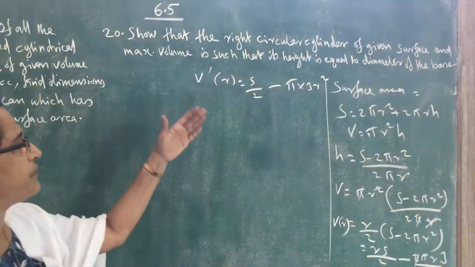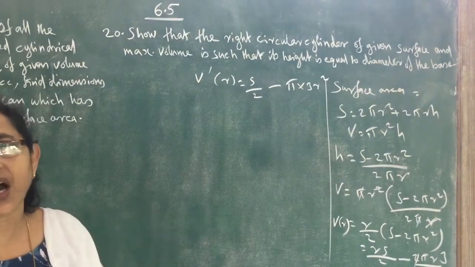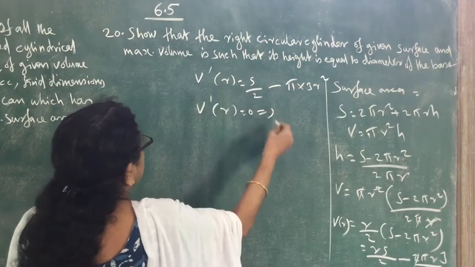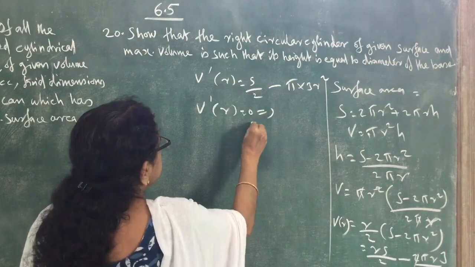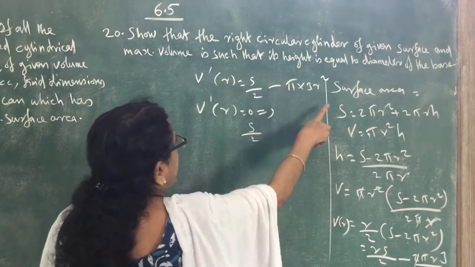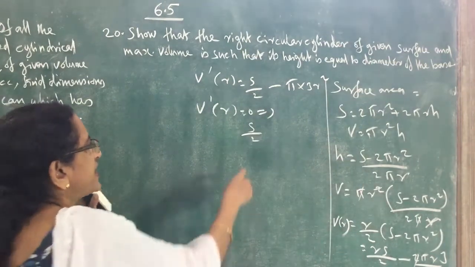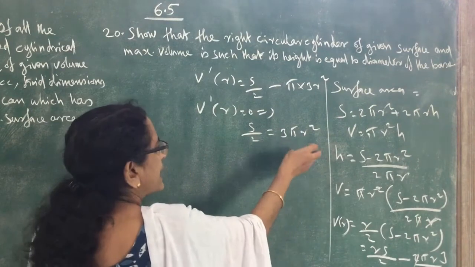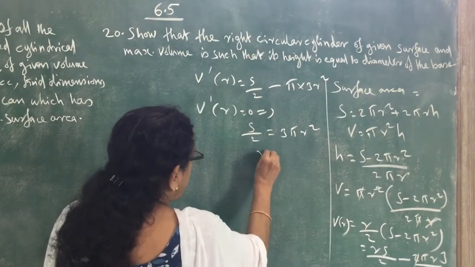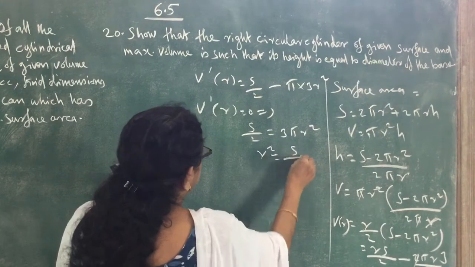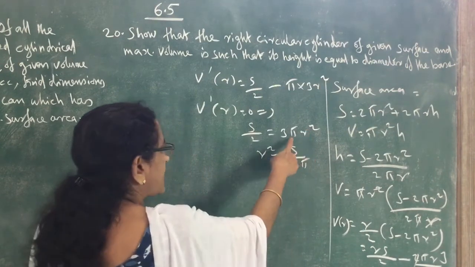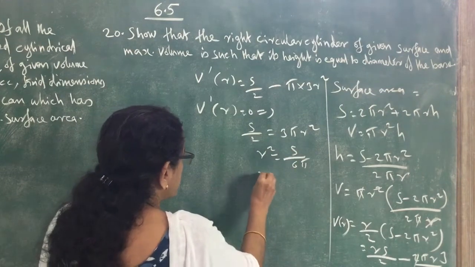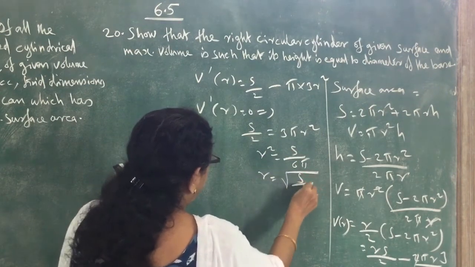Now we can find r using V dash r equal to 0. We can write V dash r equal to 0 implies S by 2 minus 3 pi r square equal to 0. That means S by 2 equal to 3 pi r square. Therefore r square equal to S by 6 pi, taking 3 pi to this side, S by 2 into 3 pi, that is 6 pi. So r equal to root of S by 6 pi.